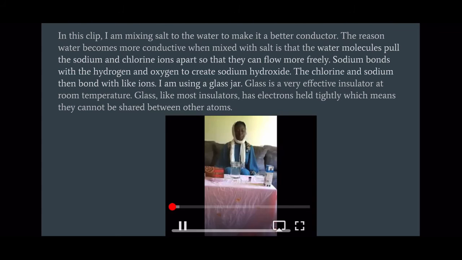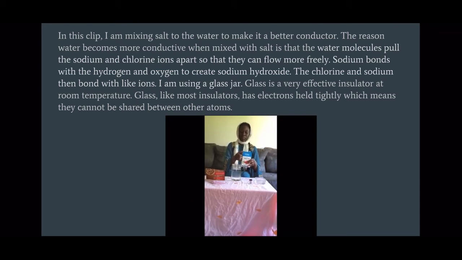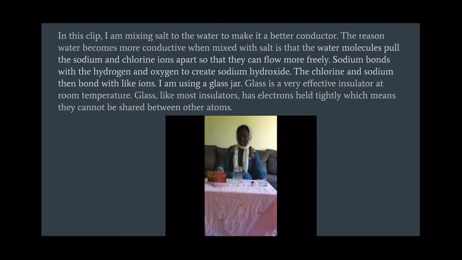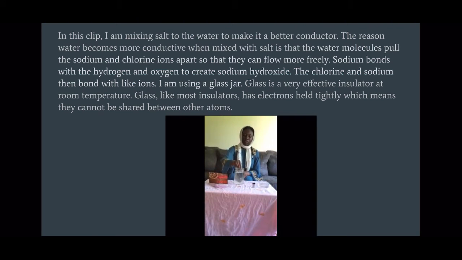In this clip, I am mixing salt into the water to make it a better conductor. The reason water becomes more conductive when mixed with salt is that the water molecules pull the sodium and the chlorine ions apart so that they can flow more freely. Sodium bonds with the hydrogen and oxygen to create sodium hydroxide. The chlorine and sodium then bond with like ions.